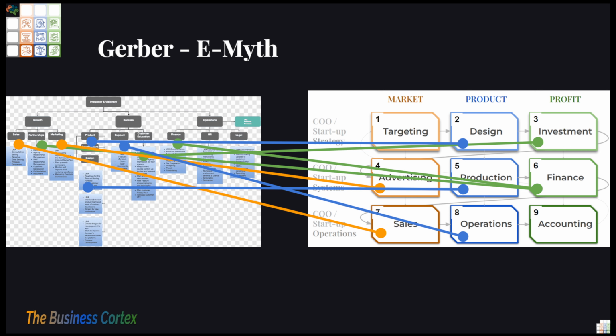So with Gerber's E-Myth Mastery, he made waves in the business community talking about the difference between a technician, a manager, and an owner. And he told everybody that you cannot grow a business by being a technician. For us, that is down in the operations layer. The manager is up in our startup and systems layer, and the owner is in our strategy layer.